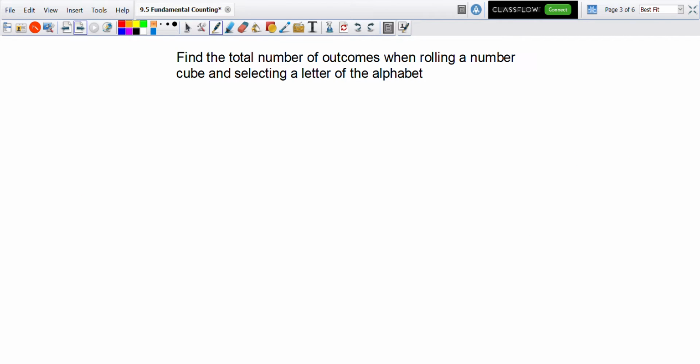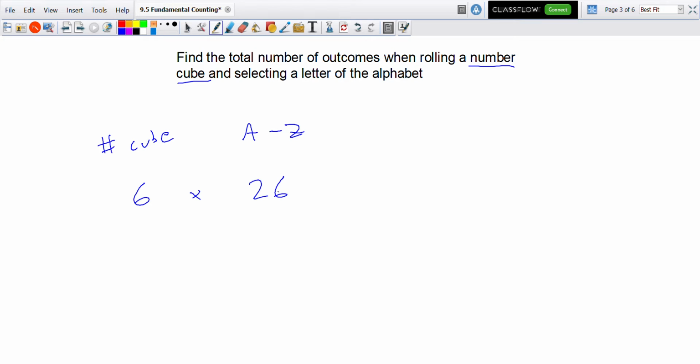Find the total number of outcomes when rolling a number cube and selecting a letter from the alphabet. Go ahead and try that one out now. Okay, so let's look at our 2 events here. One is rolling that number cube, and I know the number cube has 6 possible outcomes. We just talked about that one. And I multiply it by selecting a letter of the alphabet. The number of letters in the alphabet is 26.